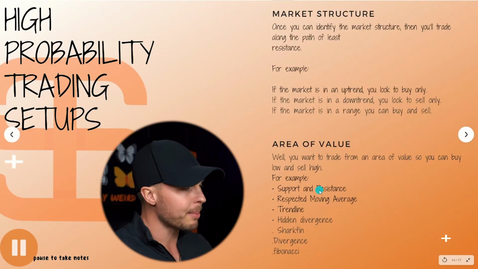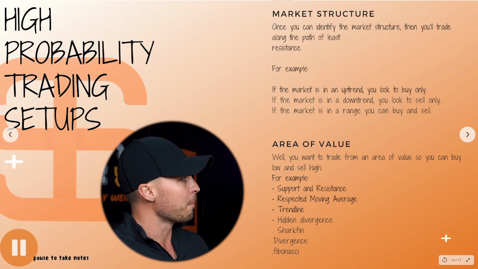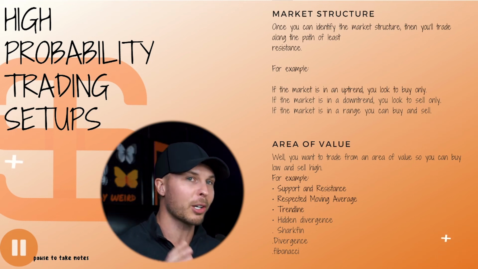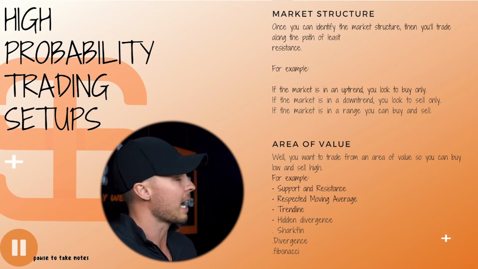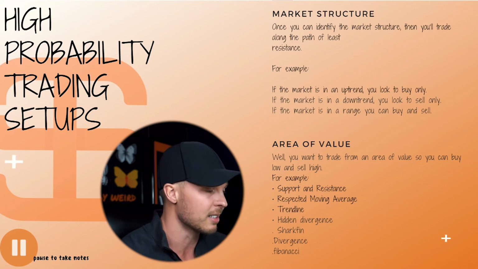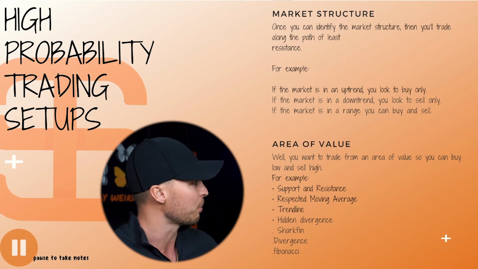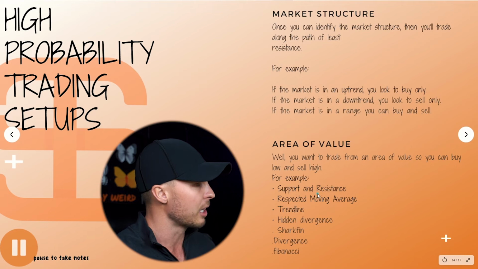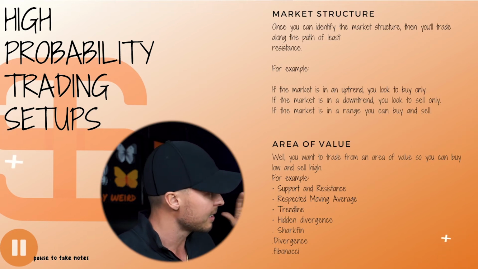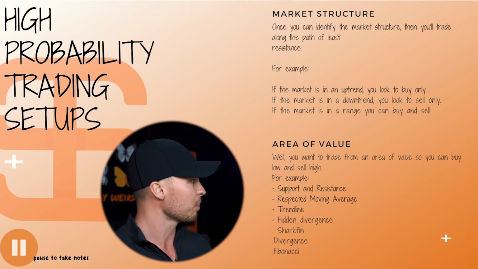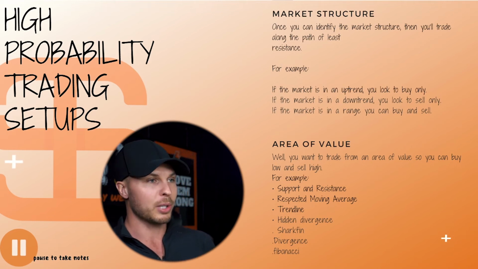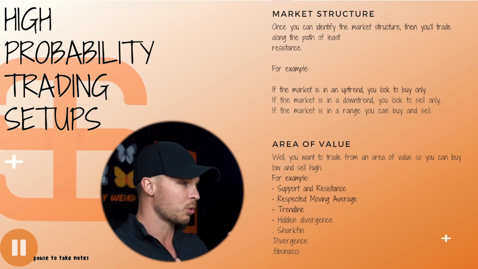in these videos. So, high probability trading setups. We have market structure. Once you can identify the market structure, then you'll trade along the path of least resistance. So we learn the market structure. For example, if the market is in an uptrend, you look to buy only. If the market is in a downtrend, you look to sell only. If the market is in a range, you look to potentially buy and sell off those ranging areas.